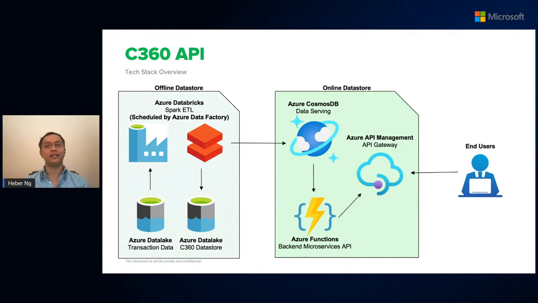So this is where the C360 API comes in. We created a series of API endpoints in order to retrieve data of consumers, drivers, and merchants using Azure API Management and Function App services. For the backend database, we have chosen to use Cosmos DB.